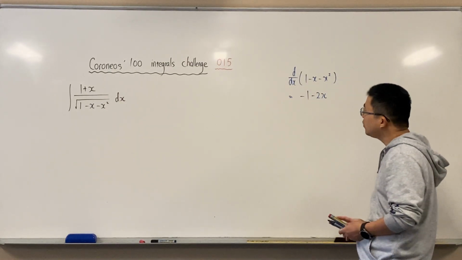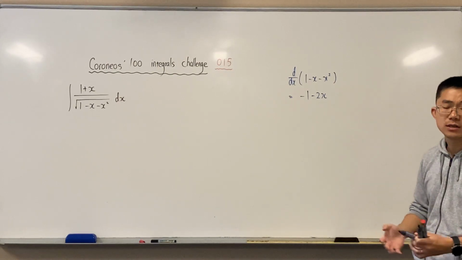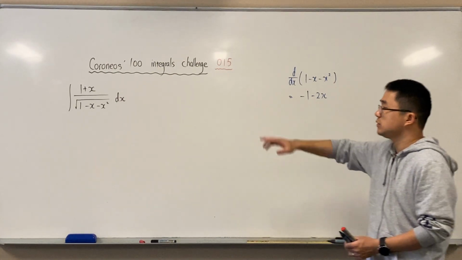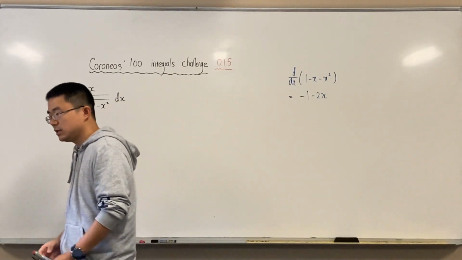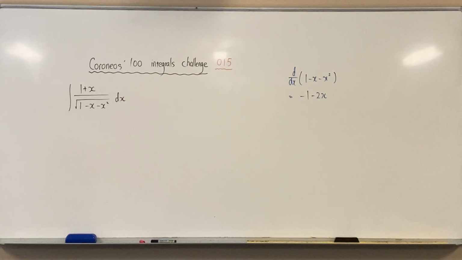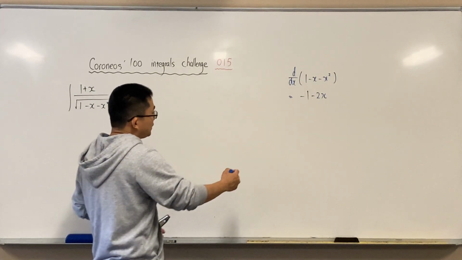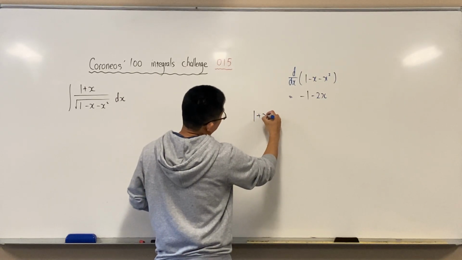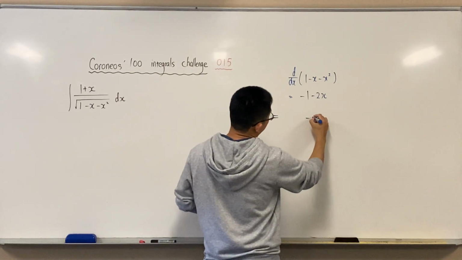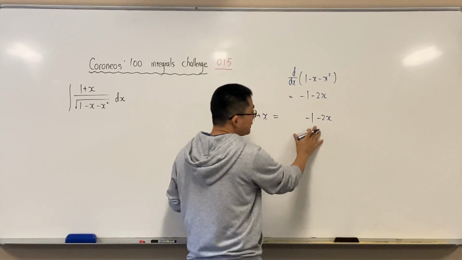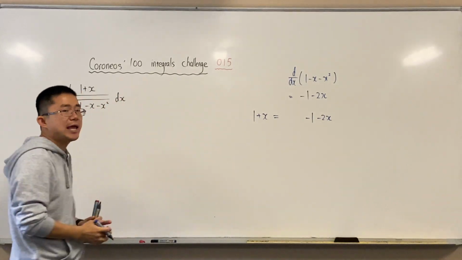Now the question is, how do we change minus 1 minus 2x to x plus 1? Because that numerator is x plus 1. Okay? So we need to use algebra to do it. So 1 plus x is equal to minus 1 minus 2x. So this is something we need to do, right? How do we make these two equal to each other?